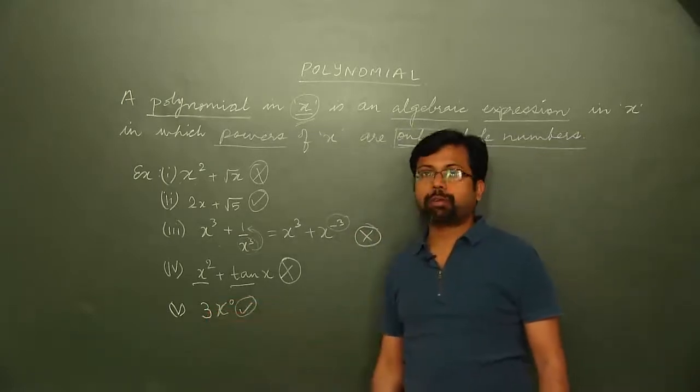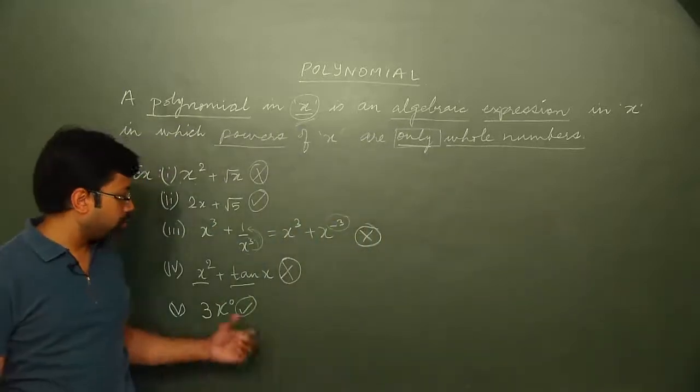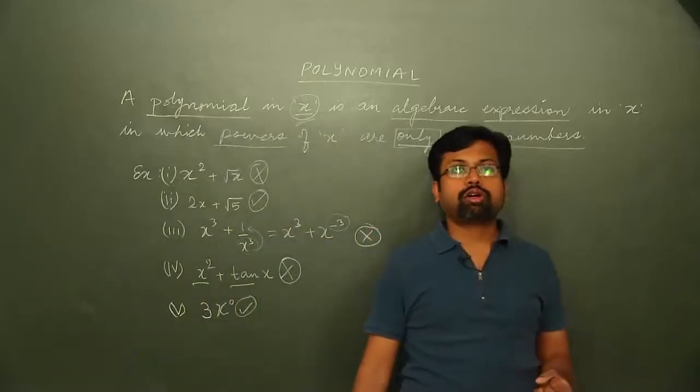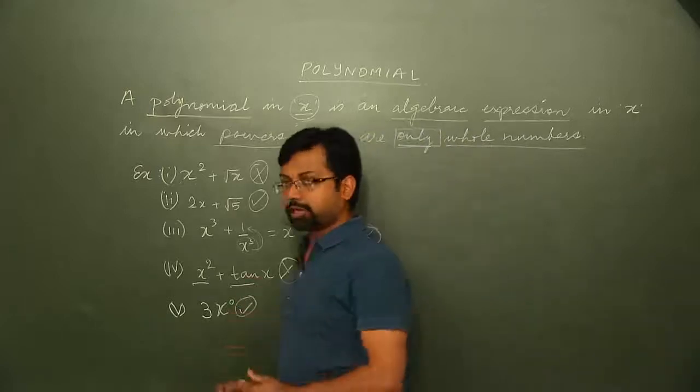This particular type of polynomial, which does not involve any power of x or which involves only the power of x equal to 0, is called a constant polynomial. We will have a look at it in the next segment.